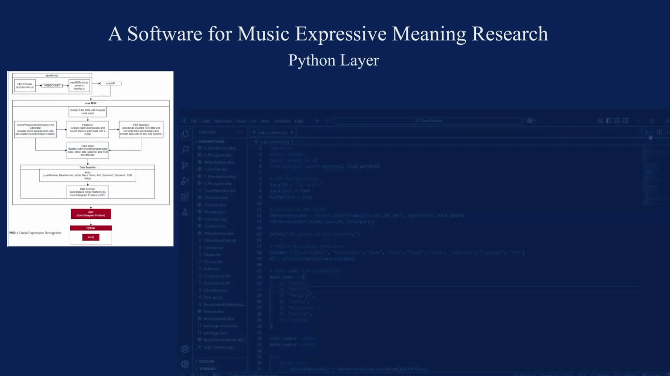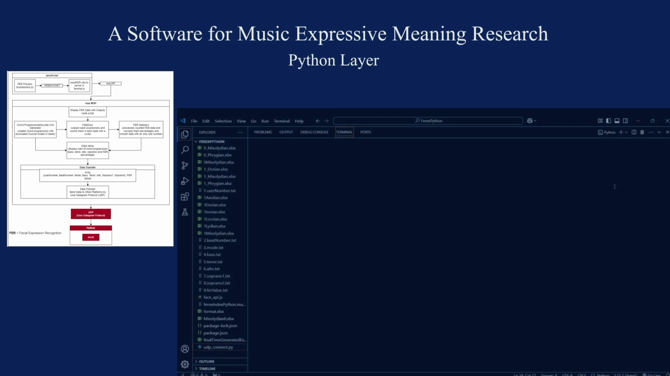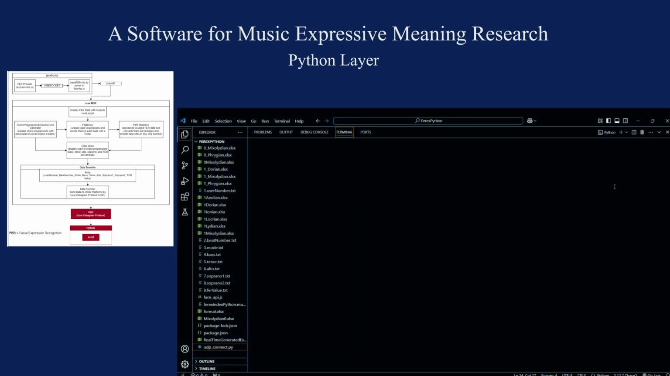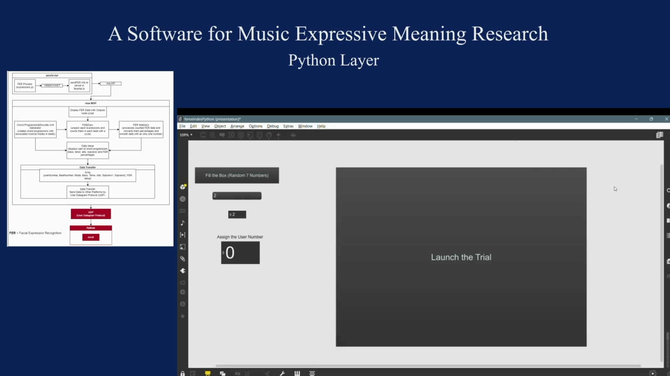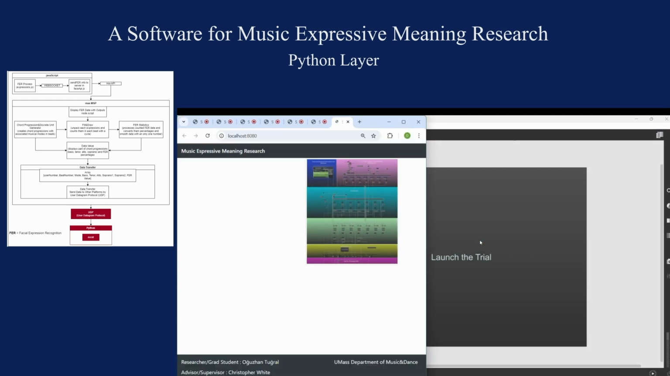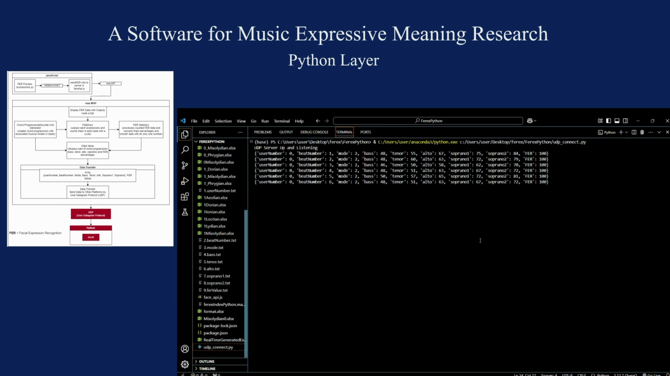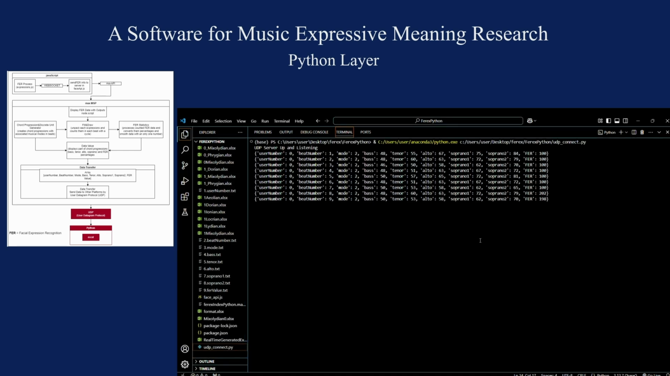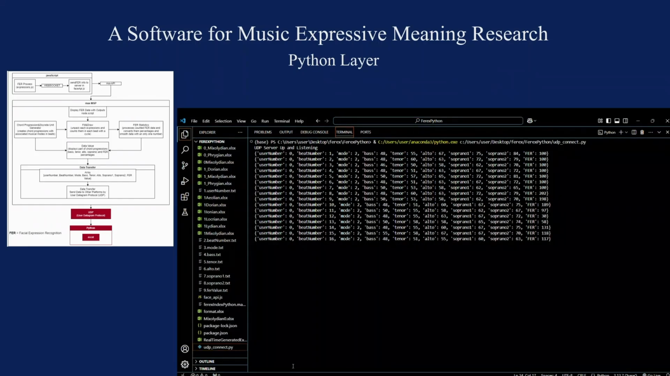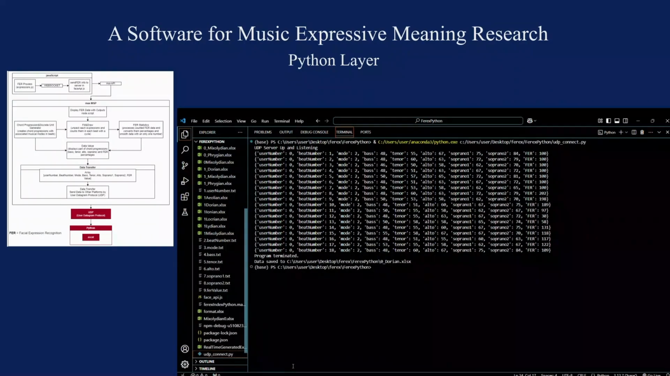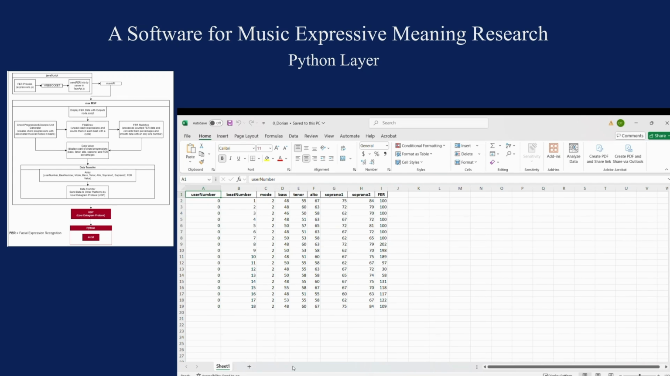The Python layer processes and organizes data received via UDP from the MaxMSP layer. It listens for incoming UDP packets on a specified port, extracts relevant musical and face expression recognition data, then organizes it into a pandas data frame. Once the musical excerpt is completed, the program saves this data into an Excel file and displays it on the screen. This provides a clear output that is ready for further analysis.